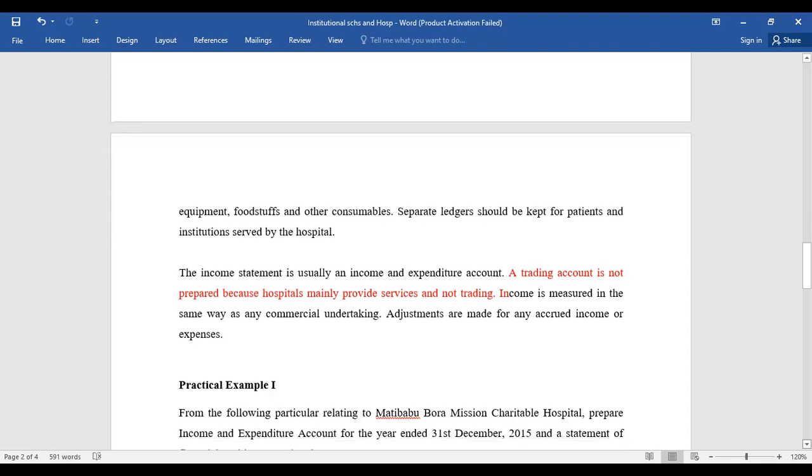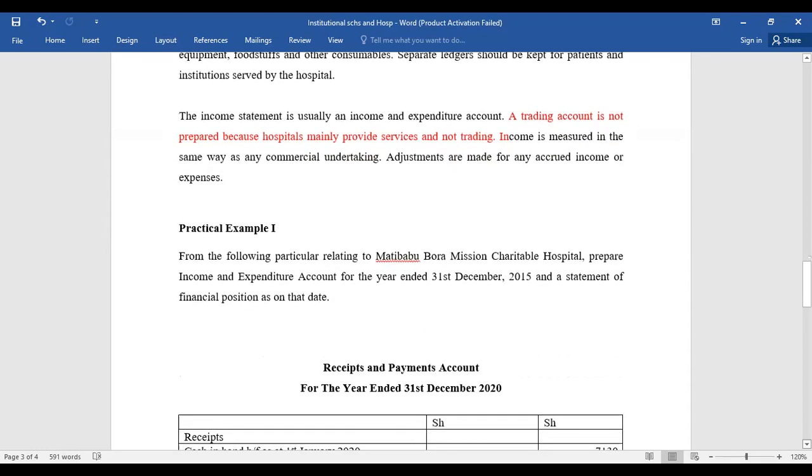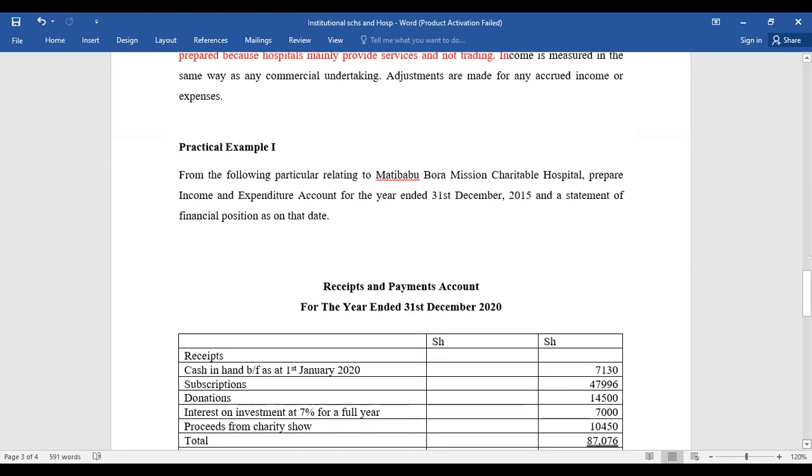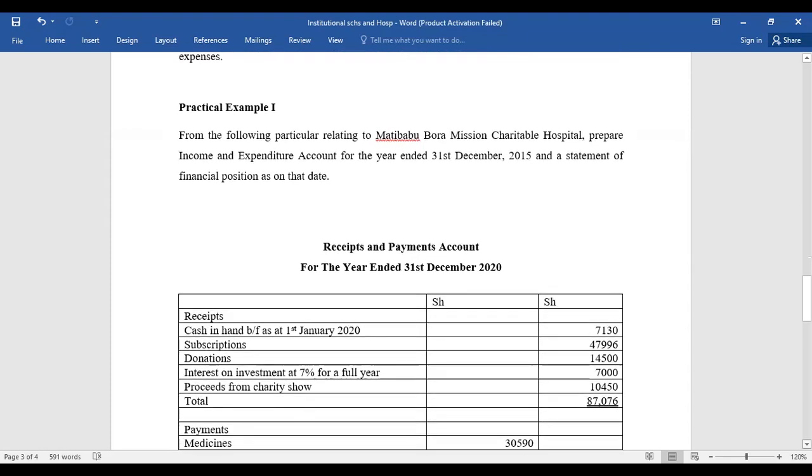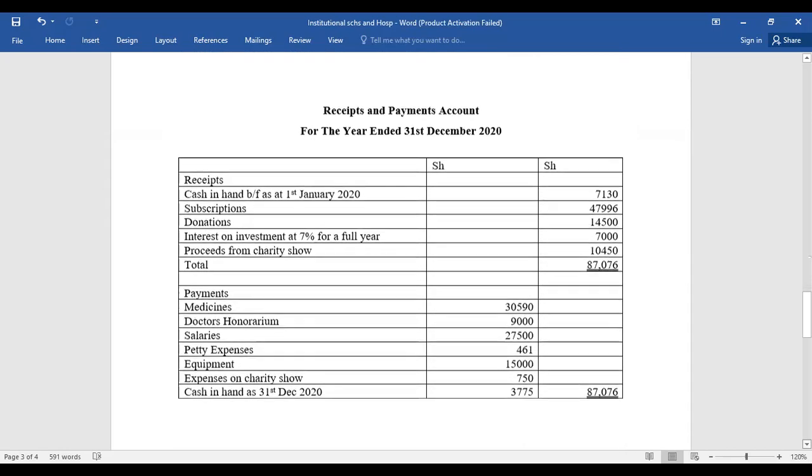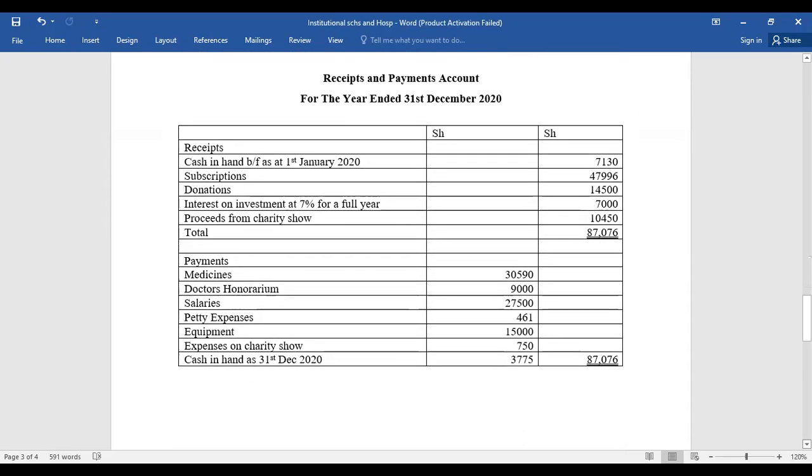So I've shared the practical examples. I have a case here from Matibabu Bora Mission Charitable Hospital. And from this data, we've been asked to prepare an income and expenditure account, and thereafter a balance sheet. So we have the receipts and the payments. And you can see we have some balances that we are bringing forward.